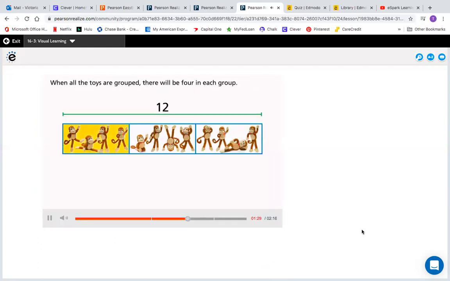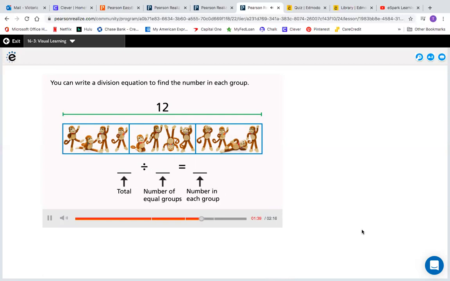When all the toys are grouped, there will be 4 in each group. You can write a division equation to find the number in each group. Each friend will get 4 toys. How is division different from multiplication?